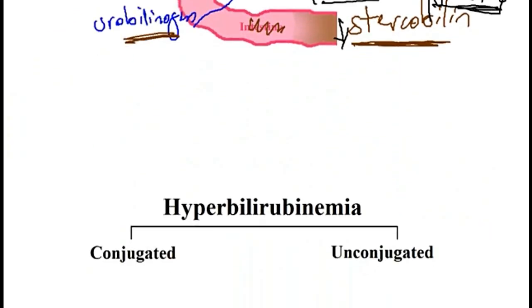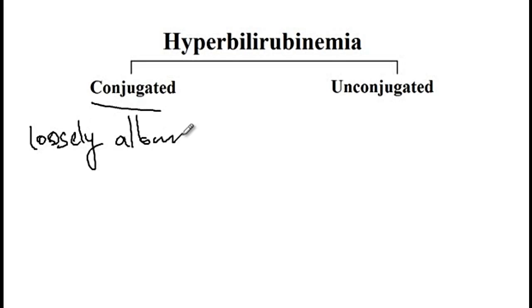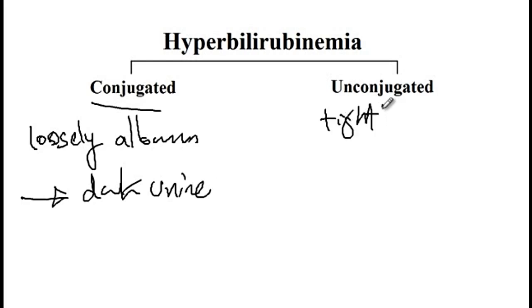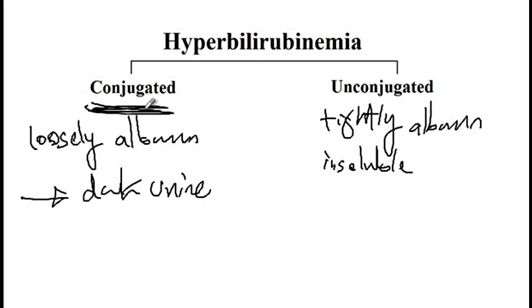Now we can go over the features of the different hyperbilirubinemias, including the conjugated and unconjugated forms. As I mentioned earlier, conjugated bilirubin is loosely bound to albumin and is water soluble, and thus it can cause dark urine, versus unconjugated, which is tightly bound to albumin and thus is water insoluble. So it's only with conjugated hyperbilirubinemia that you can get dark urine; unconjugated doesn't change the coloration of the urine because it's water insoluble.